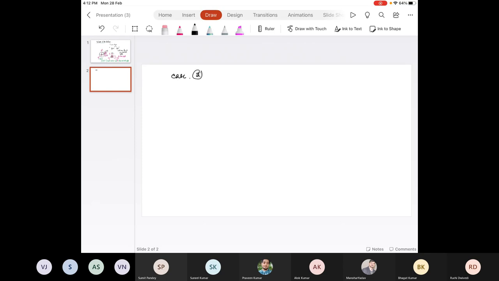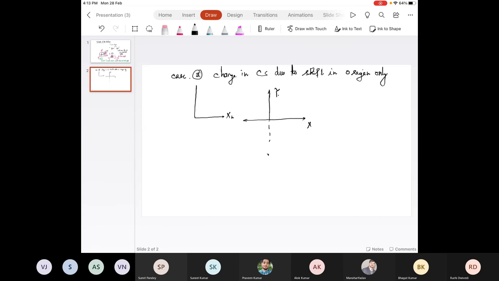So the second case, the change in coordinate system due to shift in origin only. So first we'll start in 2D and we'll see it further in 3D. Okay. So this is the XY coordinate system. Now there is a change in origin and we have the XN, YN coordinate system.